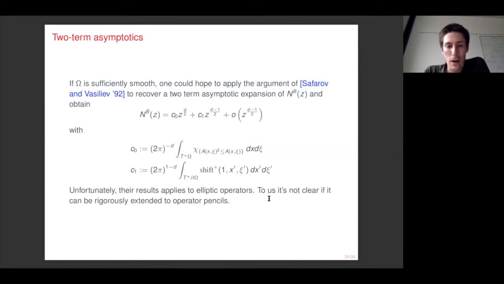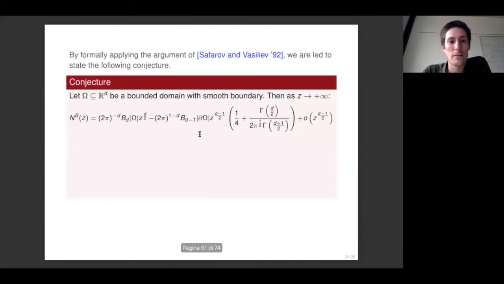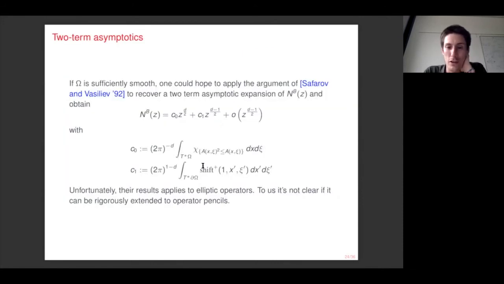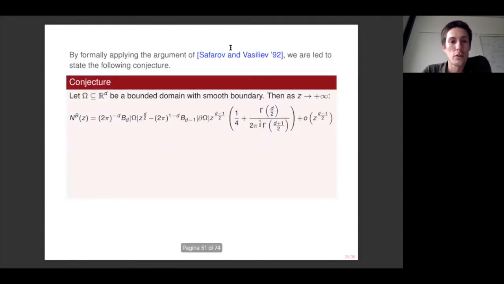So we were not able to show that this is rigorous, but at least we can formally apply their argument and try to compute this shift function here, and in turn to compute this C1 constant of the second term. So by formally applying their argument, we are led to state the following conjecture.